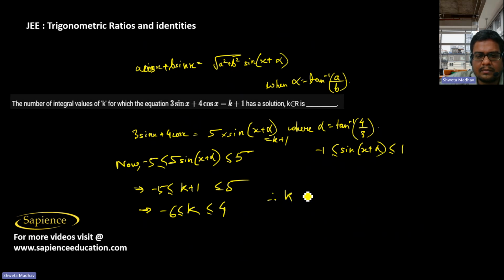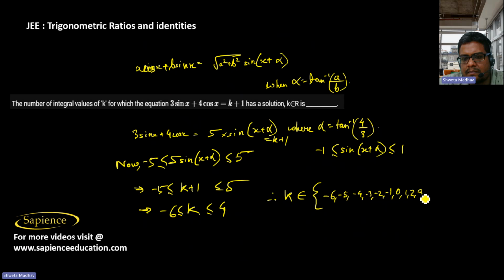So k should belong to the set of all the integers from minus 6 to 4. So it will be minus 6, minus 5, minus 4, minus 3, minus 2, minus 1, 0, 1, 2, 3, 4. So here we have 4 values, here we have 6. So 4 plus 6, 10 plus 1, which is 11.